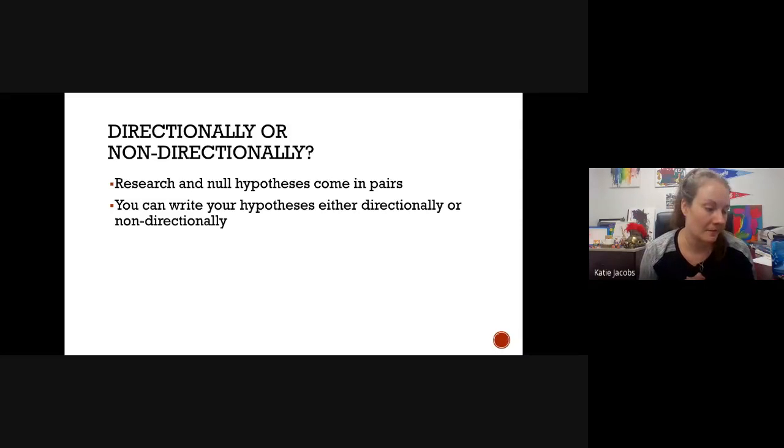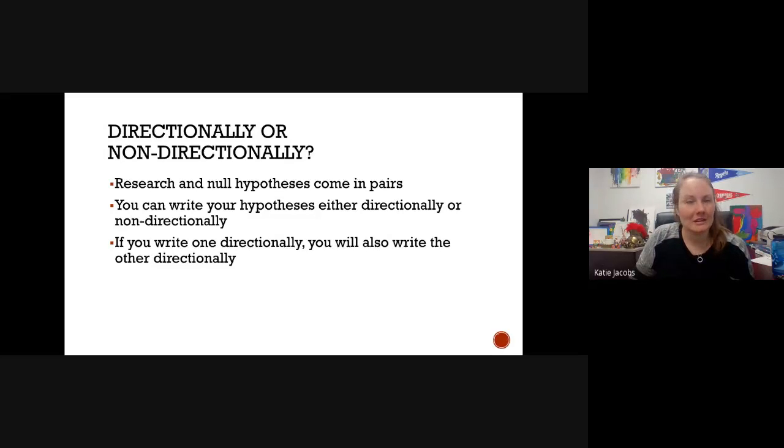There will be some exceptions to this rule when we get to some more advanced analyses, but if there's ever an exception, I will let you know, and we'll talk about it in depth so that you can remember it. So again, I'm going to keep repeating this. If I keep repeating that to you, it probably means it's super important. So you want to remember that if you write one directionally, you will also write the other directionally.